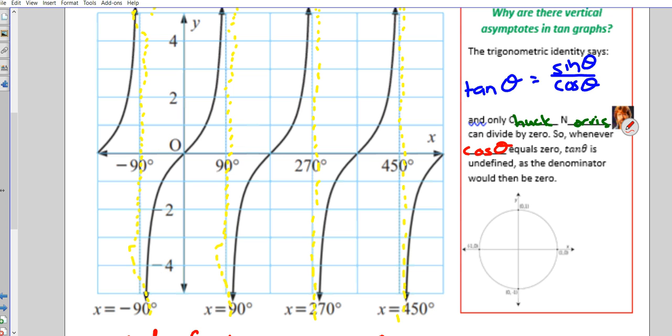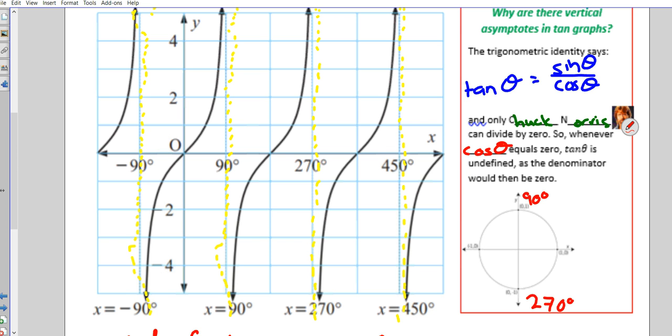Is cos theta 0 at 0 degrees? No, it's 1. Good guess. What about here? 0. Good, so at 90 degrees it's 0. What about here? What's cos theta there? Negative 1. Good. What's cos theta there? 0. And what about when we go back around?